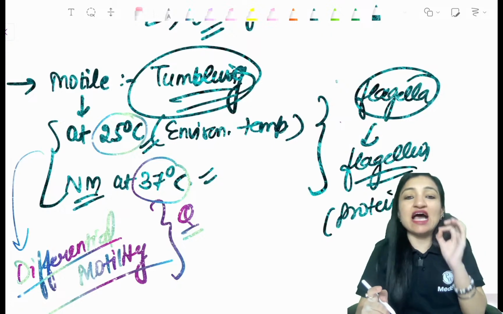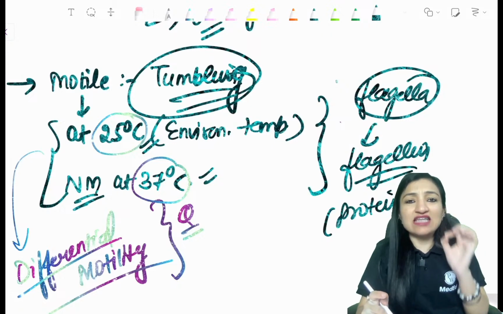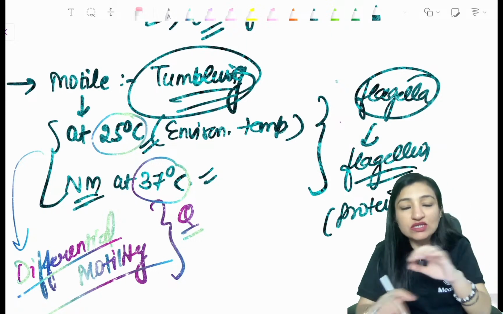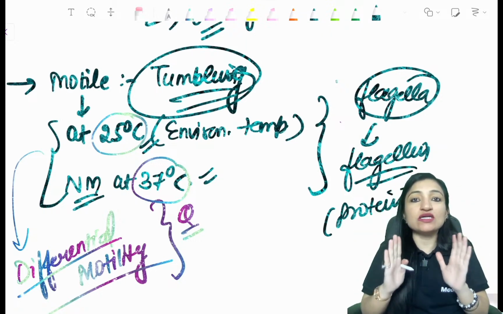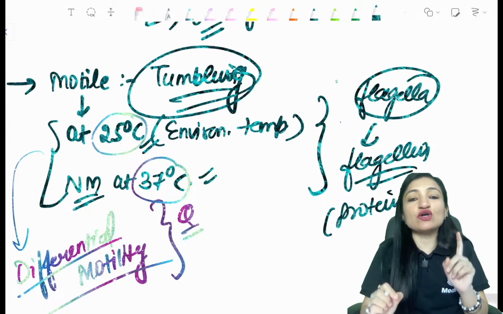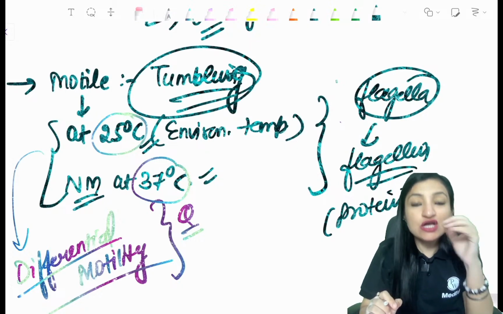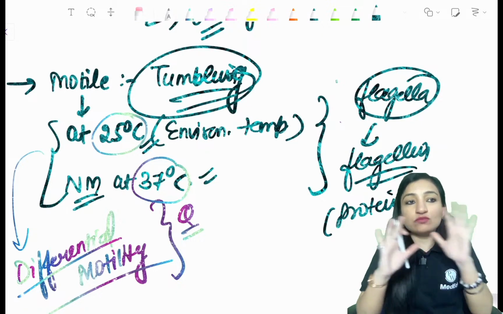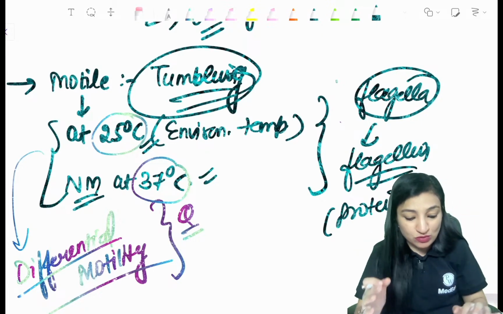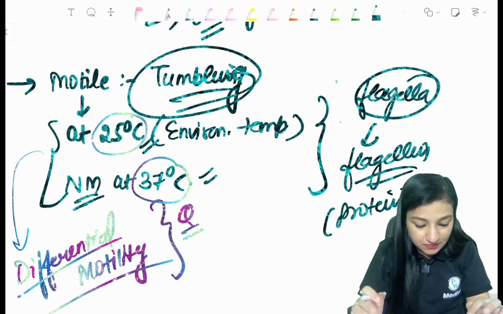And the moment it infects a human being, the moment it encounters an area where the temperature is now 37 degrees Celsius, it will stop being motile because it would like to stay in the human body so that it can now comfortably elaborate its virulence factors and cause disease in this human being. Is this clear?